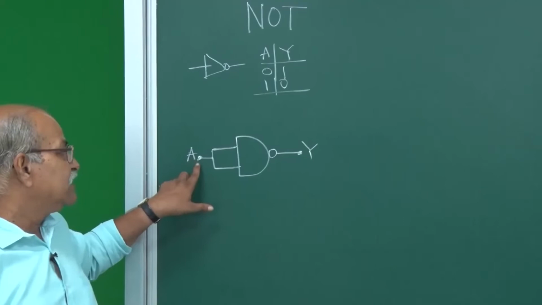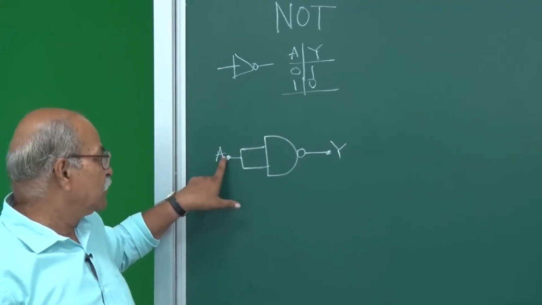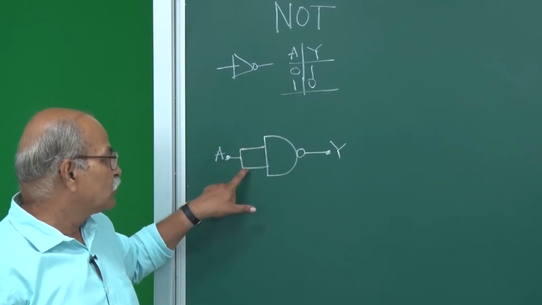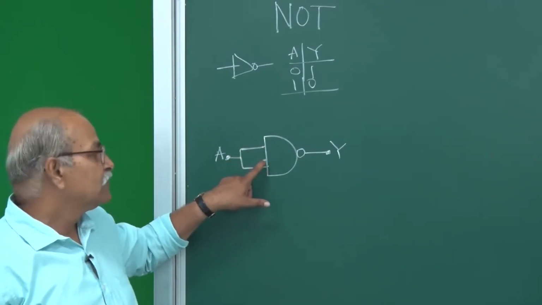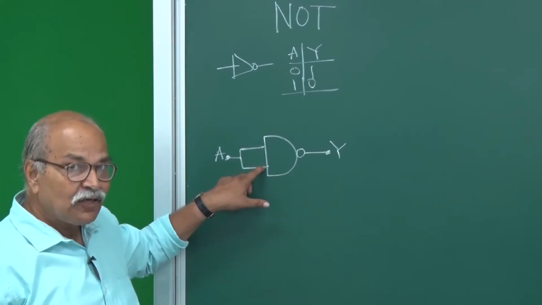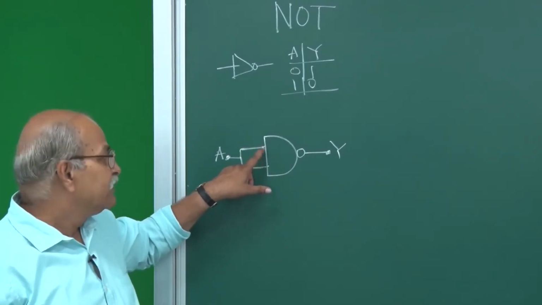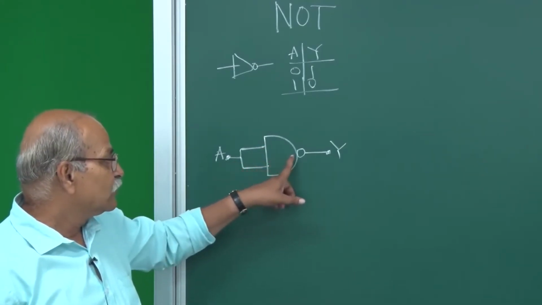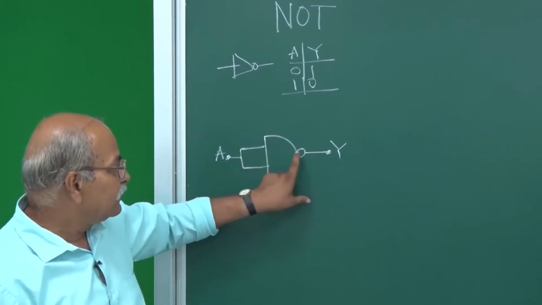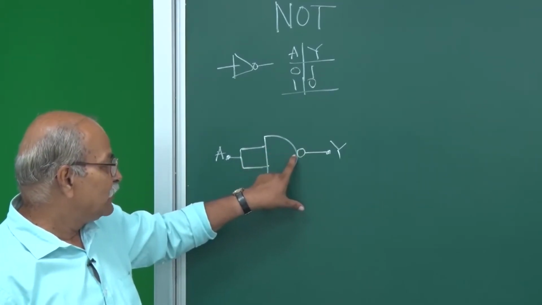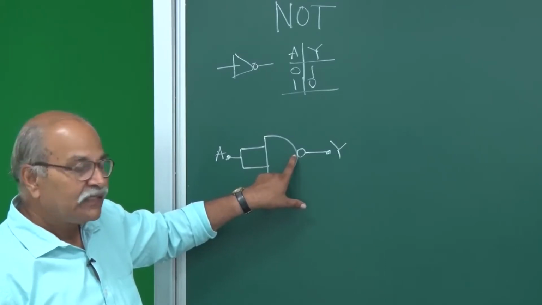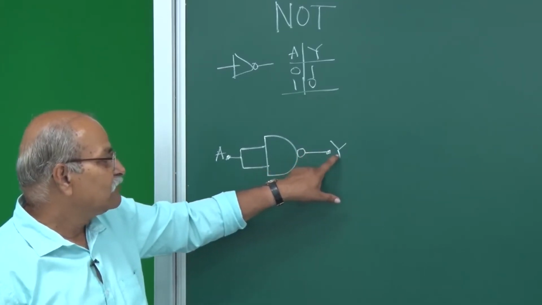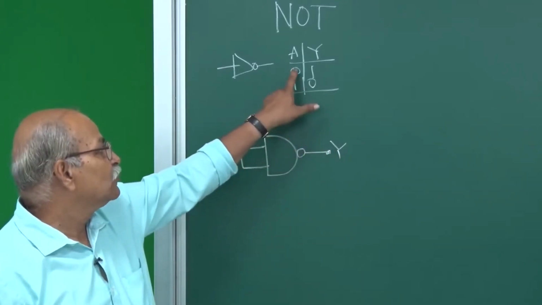So what happens if A is 0? If A is 0, in the first input you are giving 0. In the second input also you are giving 0. So 0, 0 AND operation will give me an output of AND as 0. So you can think of this as AND and then this is NOT. So AND will give you an output 0, and then the NOT will convert that 0 to 1. So Y will become 1. So if this is 0, this is 1.